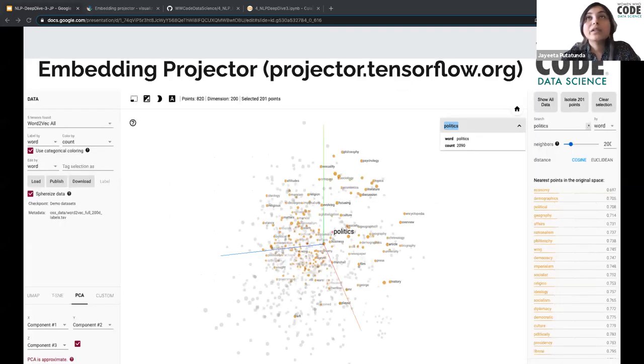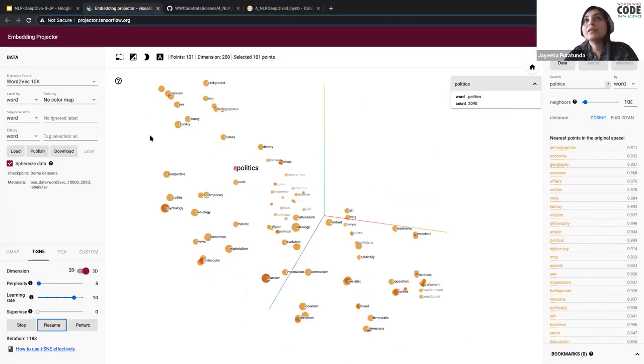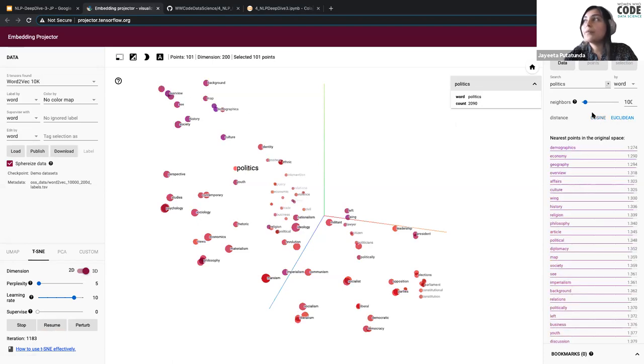Great. So I'm going to show you in real time. This is the embedding projector by TensorFlow. I would encourage you all to quickly go and take a look, and you can play around. I searched the word politics here, and you see that we are looking at 100 neighbor words, and this is the list of all the neighboring words with their cosine distance mapped out here. You can also look at the Euclidean distance.